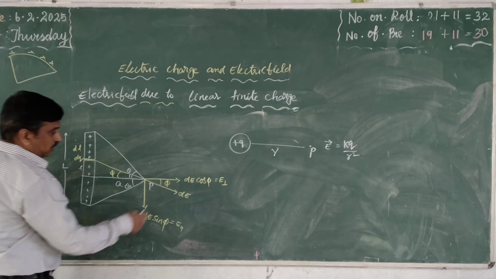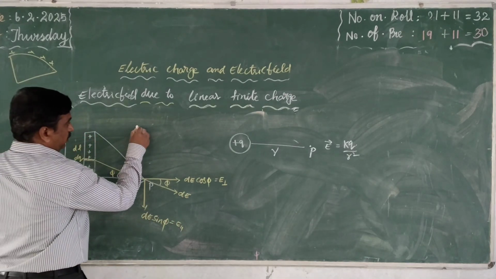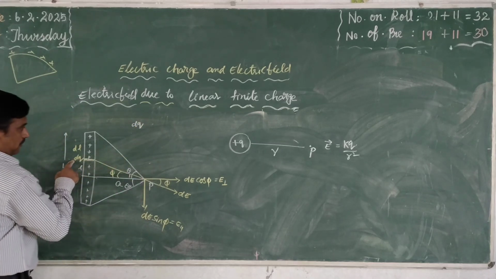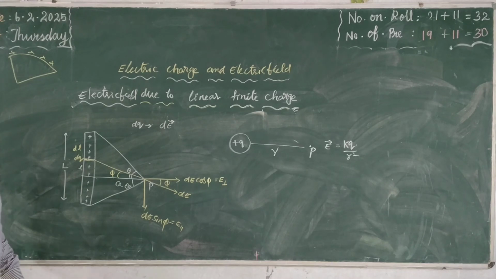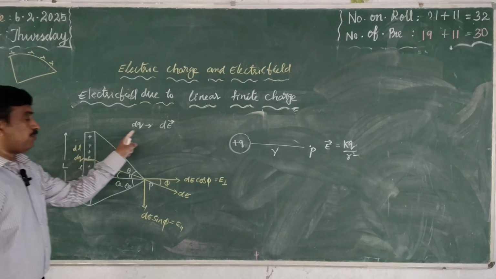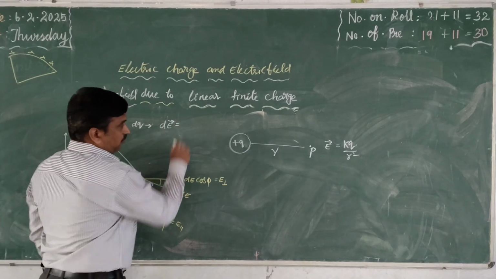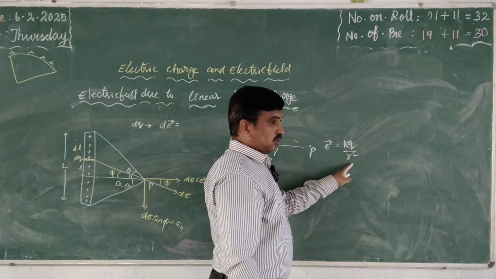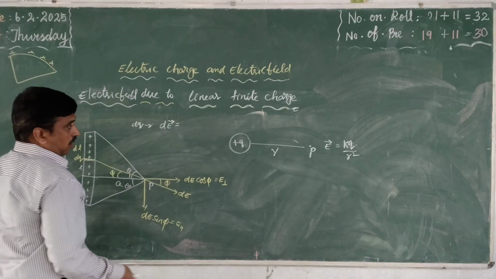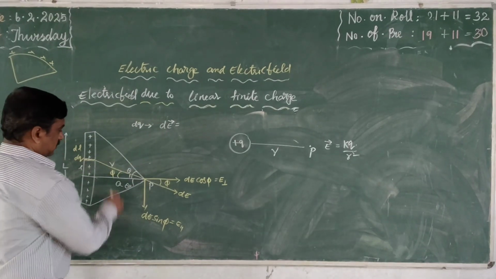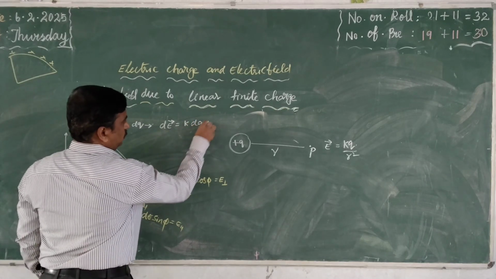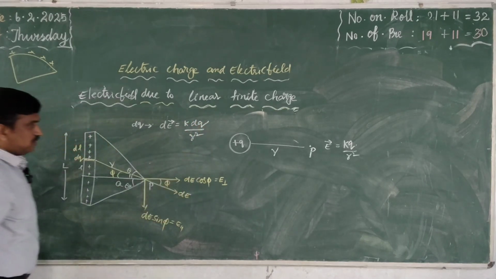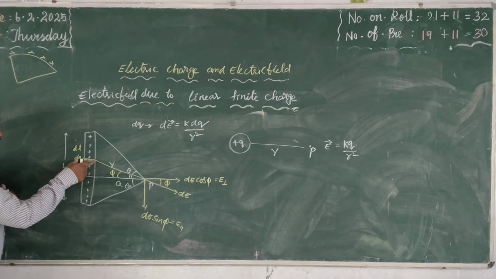For that, what can we write now? dE means the electric field due to this dq charge. Small dE, because dq means a point charge, an elemental part. Due to this elemental part, what is the electric field? The formula is k q by r square, where q here is dq, and r is the distance from this point. So k dq by r square is the electric field due to this dq charge.